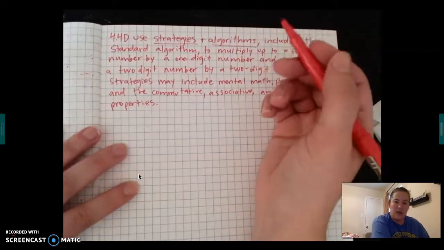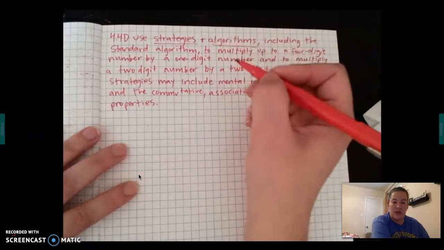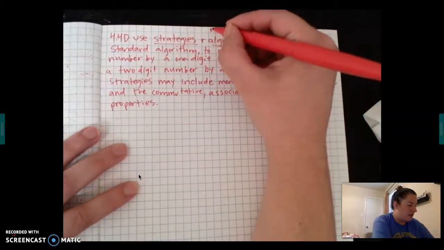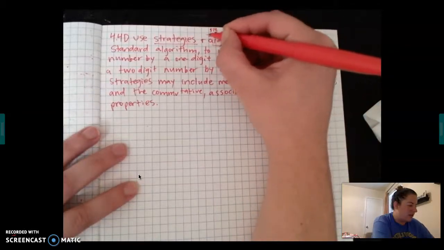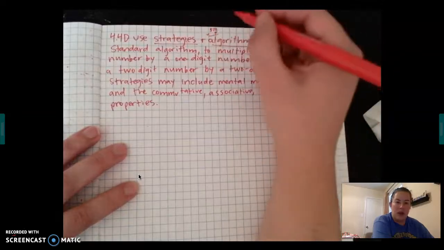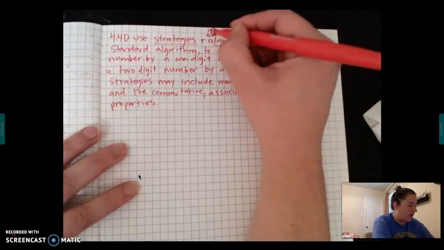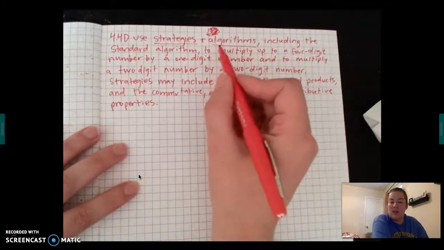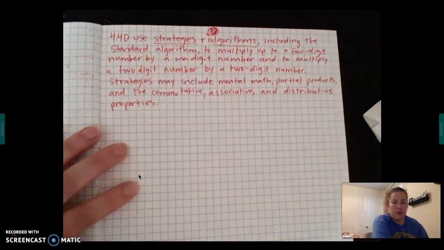An algorithm is just the regular standard way of multiplication. So when you think like 372 times 5, and just like this, the regular way, that's the algorithm. So you're going to learn other ways to do that, because sometimes you might not like to do the algorithm. So you'll learn some other strategies.